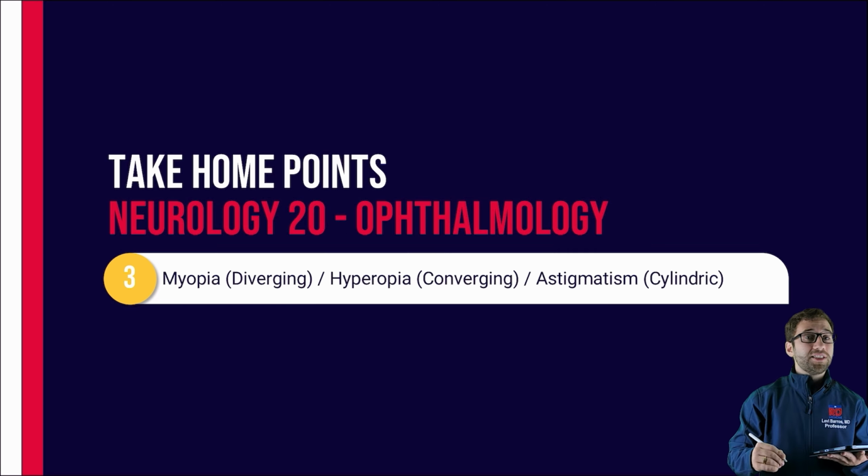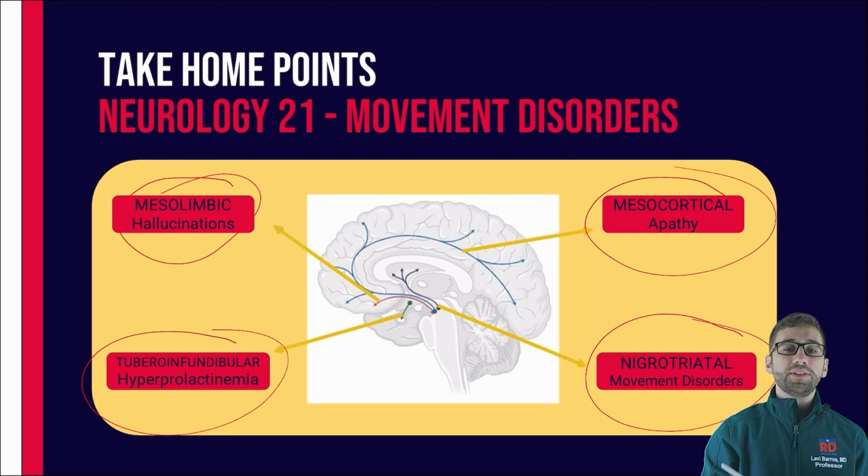Several dopamine pathways are important for different functions. The mesolimbic pathway is associated with hallucinations when overactive. The tubero-infundibular pathway regulates prolactin and can lead to hyperprolactinemia if disrupted. The mesocortical pathway is involved in motivation and cognitive function, and its disruption can lead to apathy. And finally, the nigrostriatal pathway is crucial for movement control, and its degeneration leads to movement disorders like Parkinson's disease.